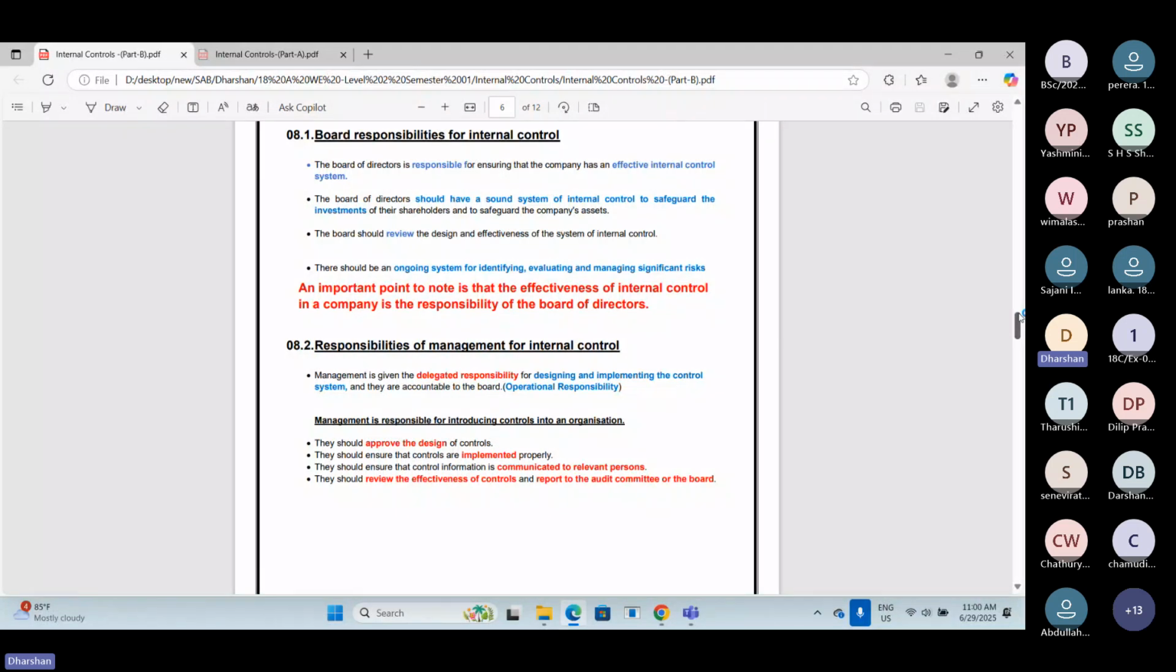Finally they approve. They are taking work from management. That is what happens here. Okay, they are taking work from management, but final responsibility for that work, meaning internal control, is the board of directors. Clear? They take the work through management. That is the meaning. Clear? That's why we are saying delegated responsibility. So designing and implementing is the main role of management.